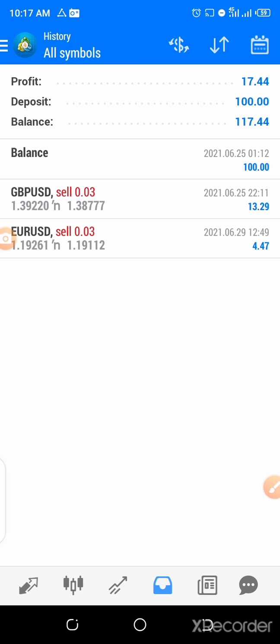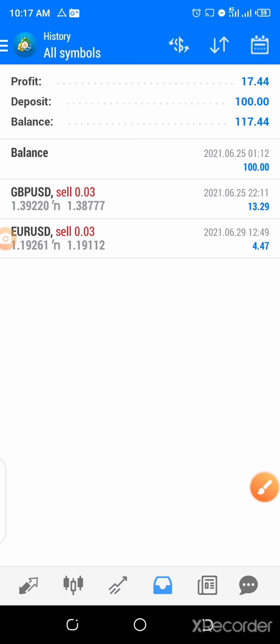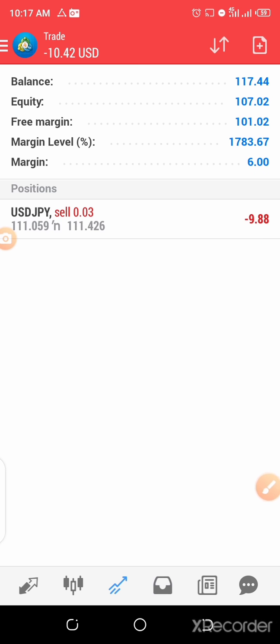This was the profit I made, the first profit, the second. Now you're about to see a loss in this account because I'm going to close this trade. I won't sit down there and assume that everything is okay. This is the account.